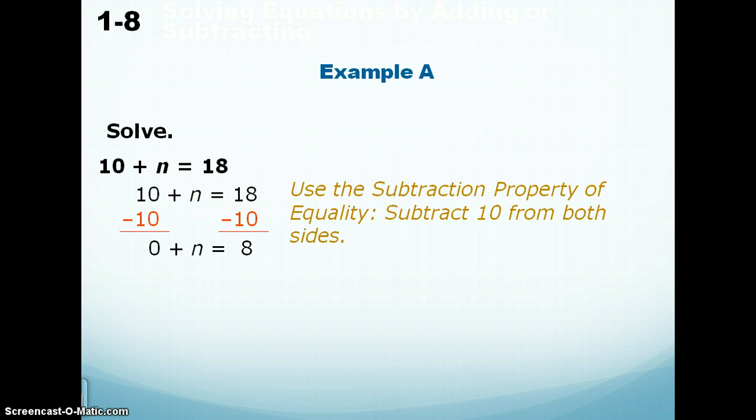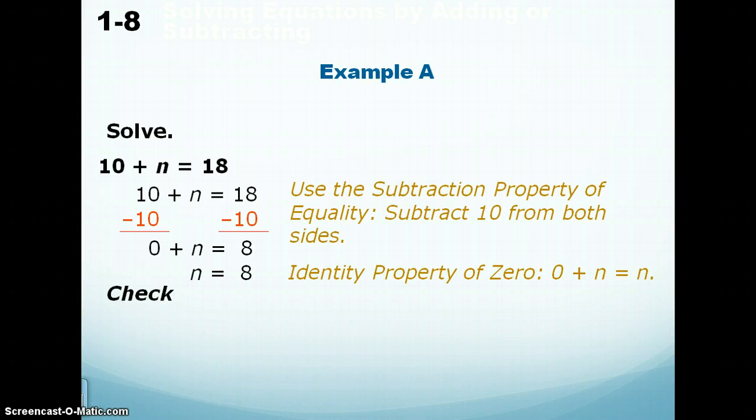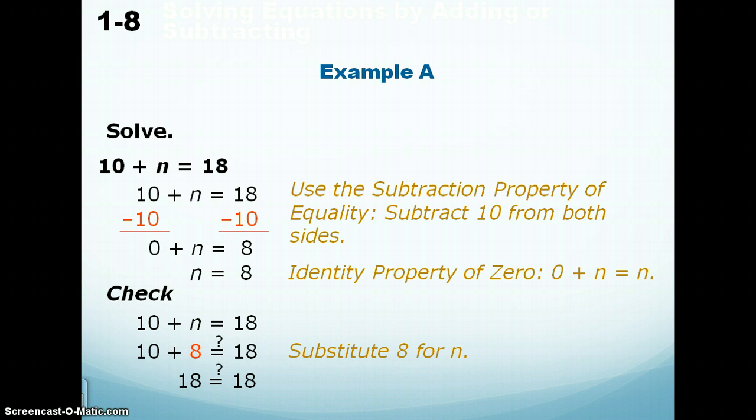So 10 minus 10 will give us 0. We still have plus n, and 18 minus 10 is 8. Now we know that 0 plus n, because of the identity property, equals n. So really we have our solution of n equals 8. To check our work, we just substitute 8 back in for n and make sure that it gives us 18, which it does.